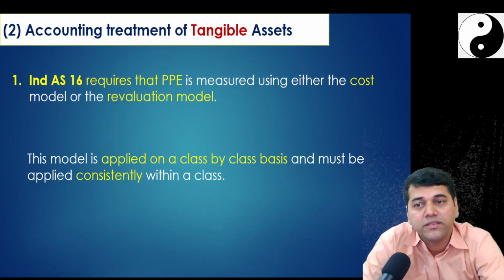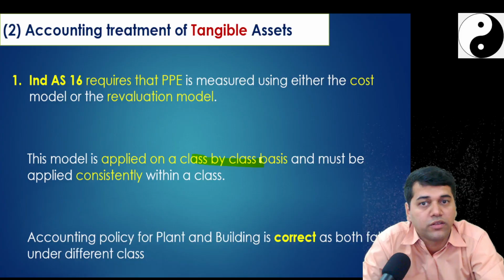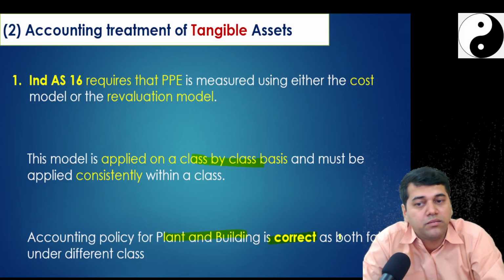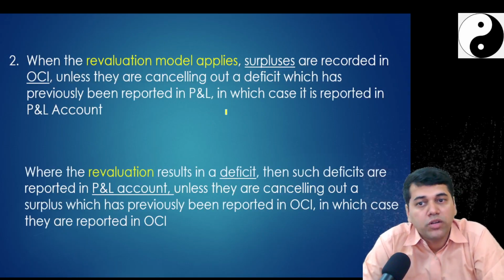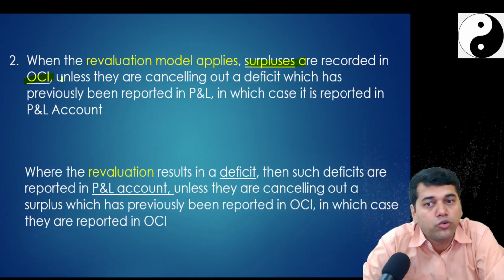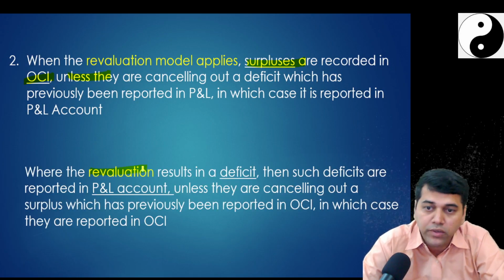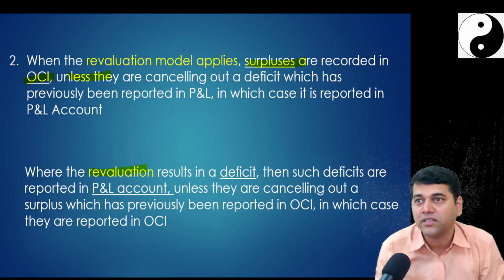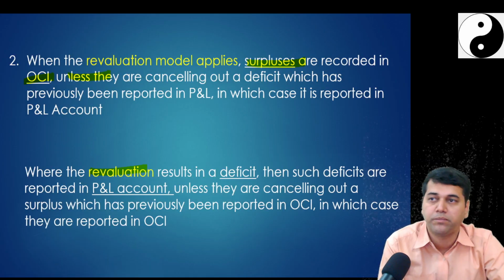Then tangible assets, you have to say that you can apply class by class basis, but you have to follow consistently. So the accounting policy of plant and building is correct because both are under different classes. When the revaluation model applies, the surplus you need to take to OCI unless in the previous revaluation it was charged to P&L account. That's why the treatment you are doing, one time P&L, one time OCI, that's correct. Assuming last time it was into P&L when the downward revaluation happened.